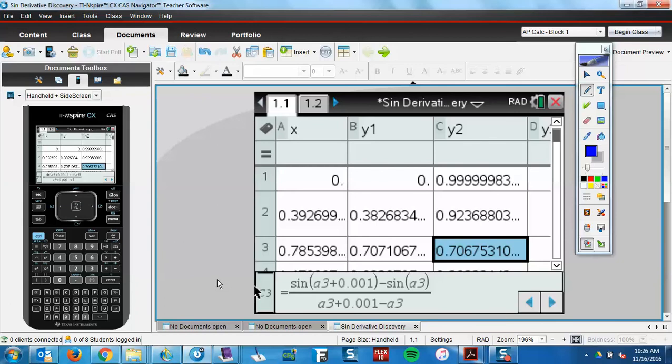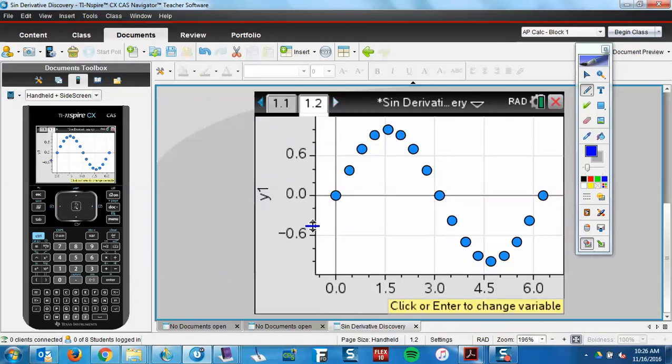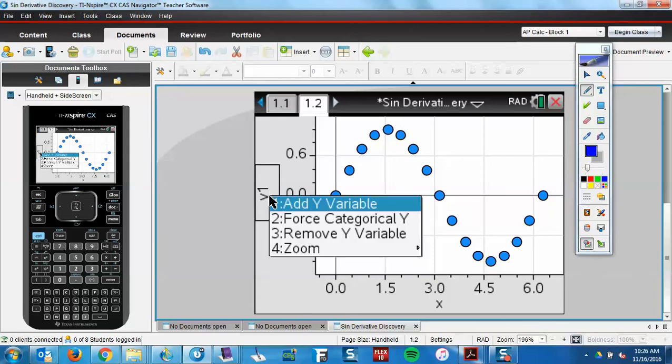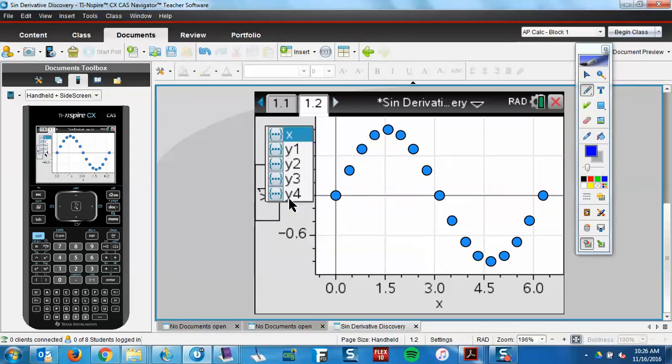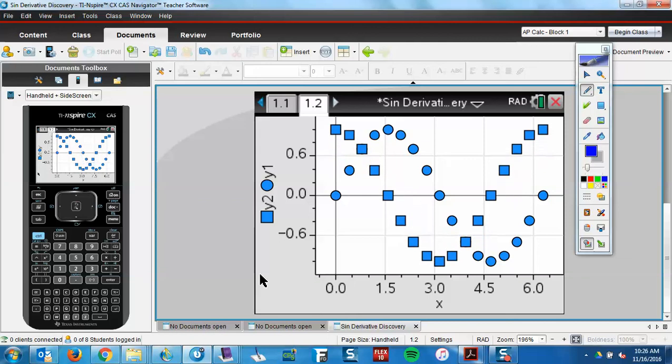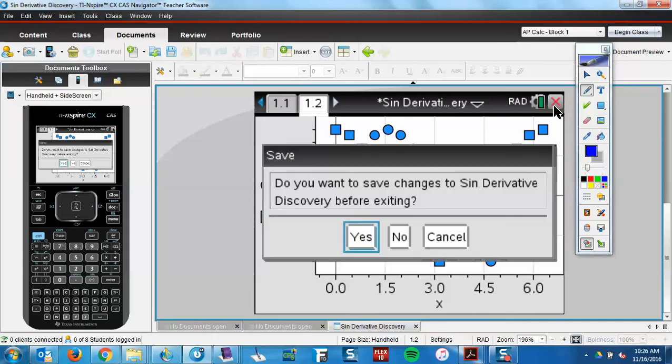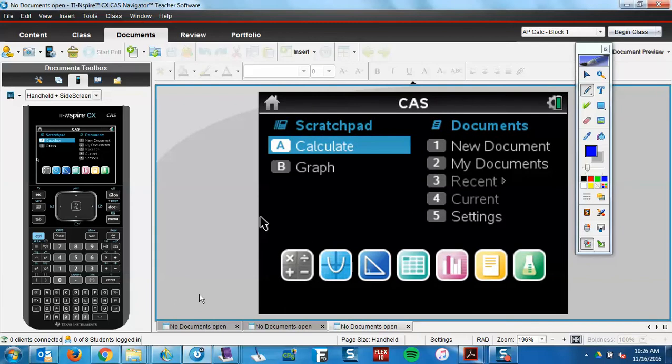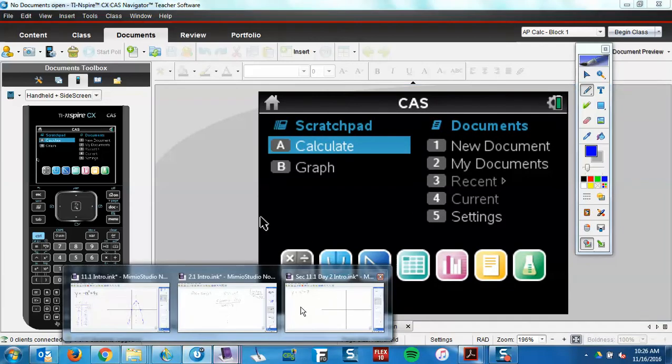So what I can do on this page is now I can plot those on the same graph. So I can go over here and I can right click here and I can add a y variable and I can add in y2. And now I plot the y2 column. So I plot the slopes, the squares then are those slopes. Well, sure enough, it's cosine, right? It's cosine.